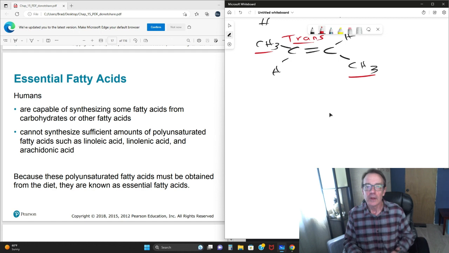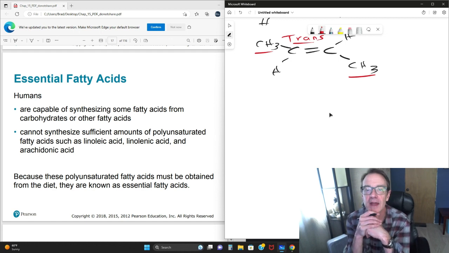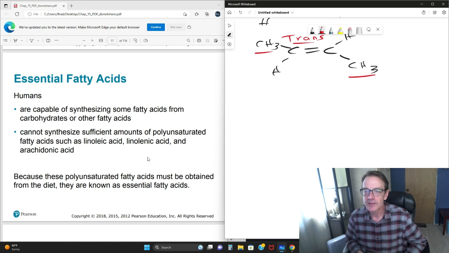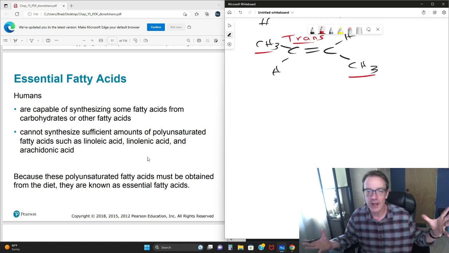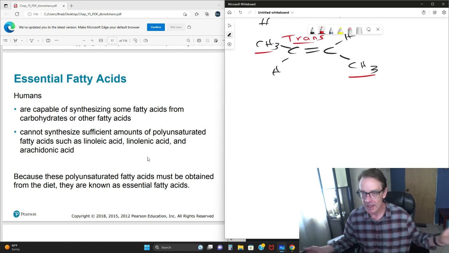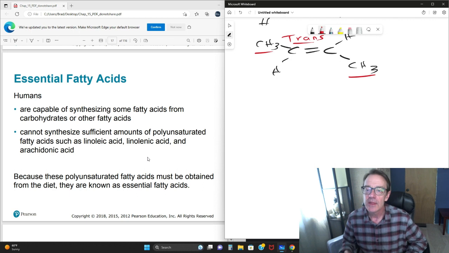Okay, so you probably heard about essential fatty acids and non-essentials. So the human body is capable of synthesizing a lot of the fatty acids. We take in our carbohydrates, you eat a potato and a bunch of rice, and you can make some of the fatty acids you need. There are some that you need to get in your diet because you can't make them for proper functioning.